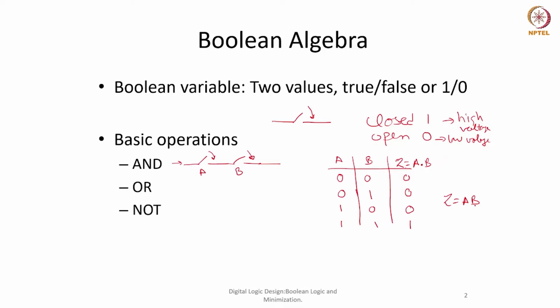And rather than describing using switches, the AND operation is described using this particular symbol. I'll write it clearly. So this is the symbol for the AND gate.